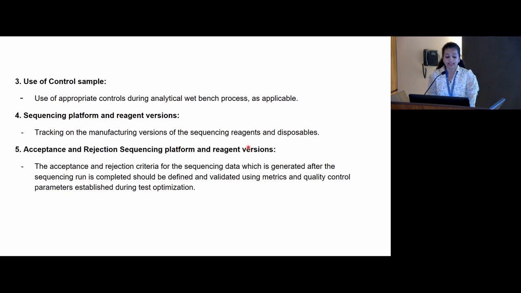The acceptance and rejection criteria for sequencing data, which is generated after the sequencing run is completed, should also be validated and documented properly. And it can be validated using metrics and quality control parameters, which are established during test optimization.